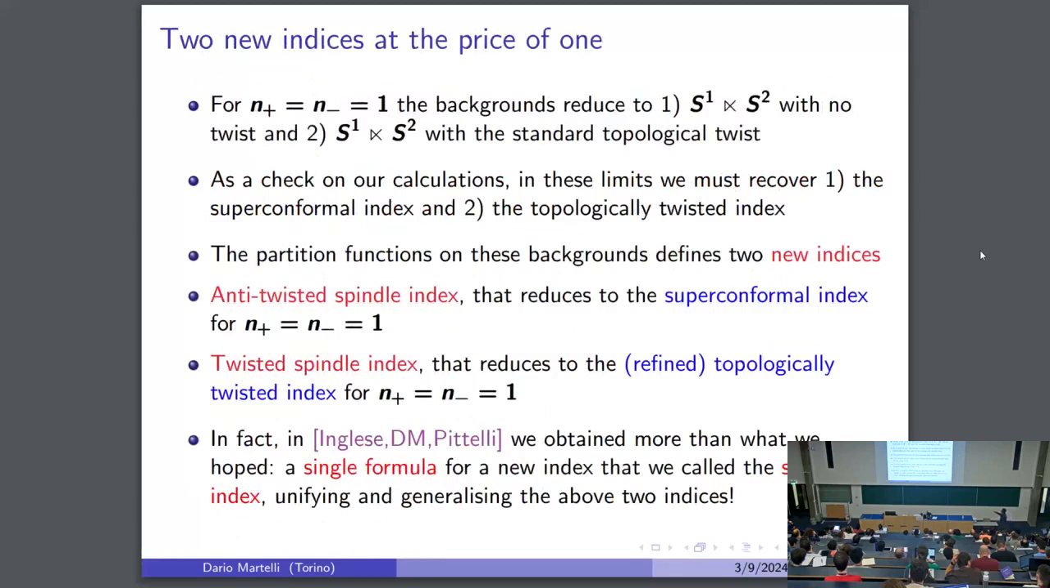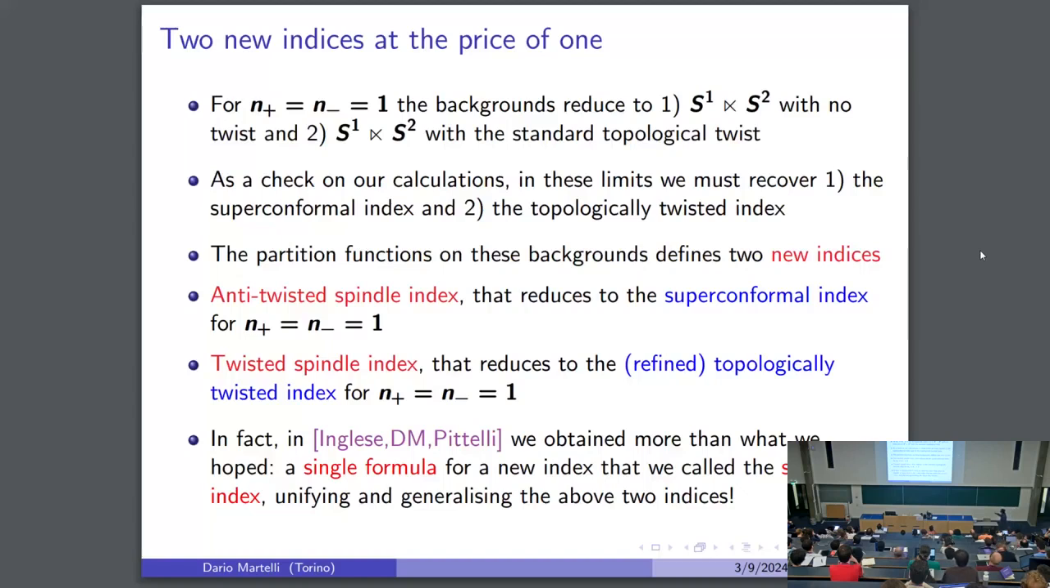Now, if you set n plus and n minus to 1 in this previous background, then this reduces to S1 cross S2 with this twisting, with the rotation but no twist. Or in the other case, for the other type of supersymmetry preservation, to the standard topological twist. So as a check on the calculation, in these limits, one must recover the superconformal index, which is known to come from localization on this background, or the topologically twisted index, which comes from this second background.